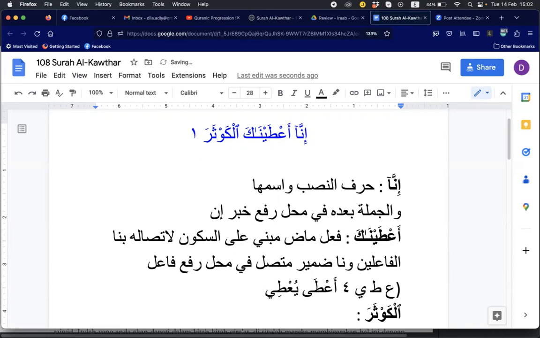And then the ta with the alif, an. And then the mut'in. This is naqis, it ends with the ya, with the kasra. Mu'tin.